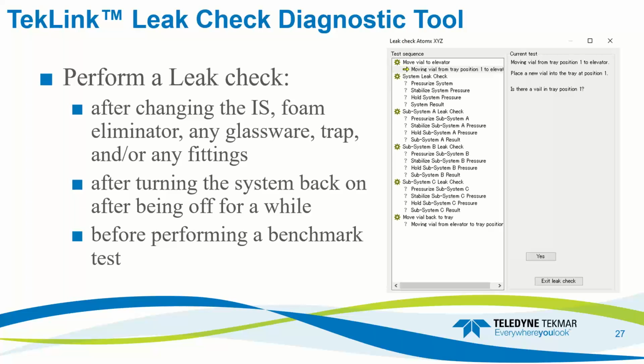And if the leak check fails, the overall leak check, it'll break down into 3 subsystems. And in the manual, that is accessed in the help menu of TechLink, it will specifically tell you where to look for the issue based on which subsystem fails. So that's a really good troubleshooting tool to help you narrow down where in the purge and trap there could be the issue.